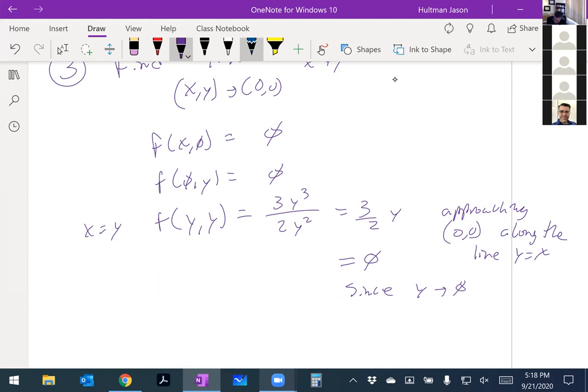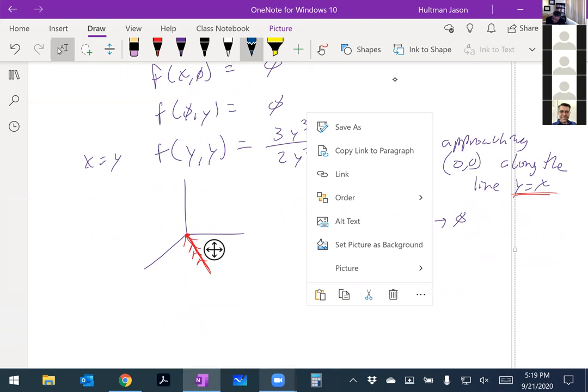So what would this look like? Where's the line y equals x? Well, the line y equals x is right here. And so what are we approaching 0, 0 on? We're approaching 0, 0 on this line. And where's the function value at that point? It's 0. Why? Because we're approaching y equal to 0. We're just doing it along the line y equals x here, along the line x equals y, I guess you could say. Either way, this thing goes to 0. That's nice.